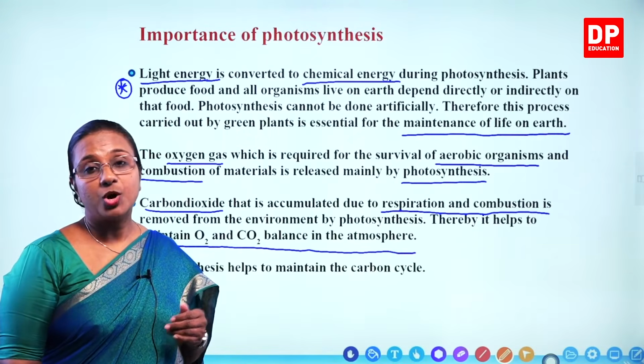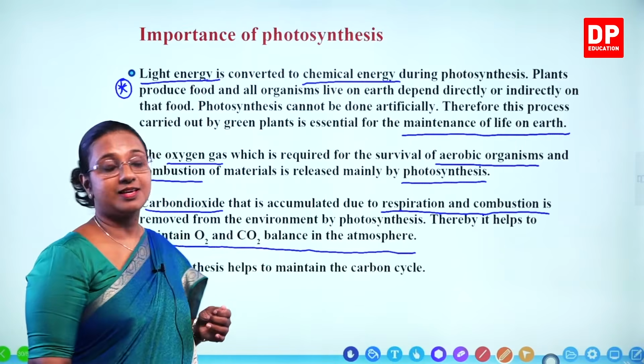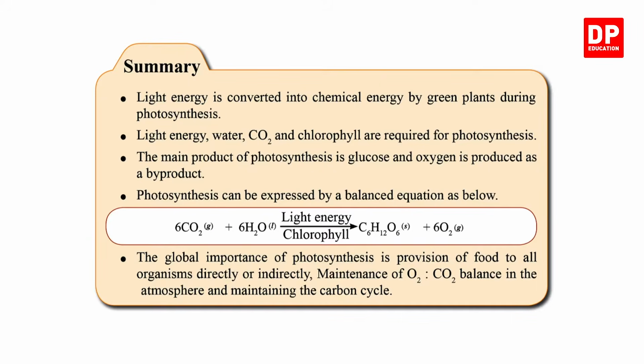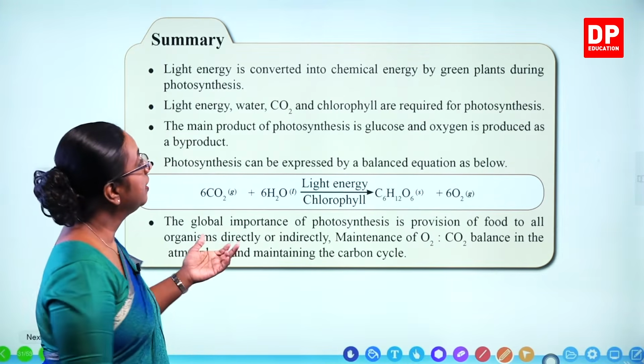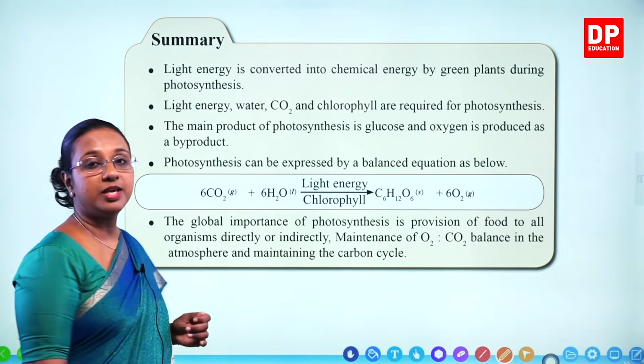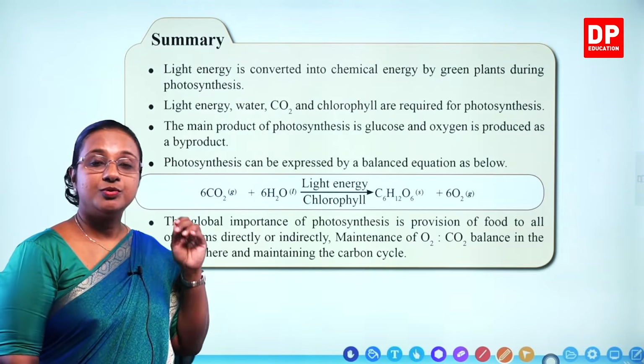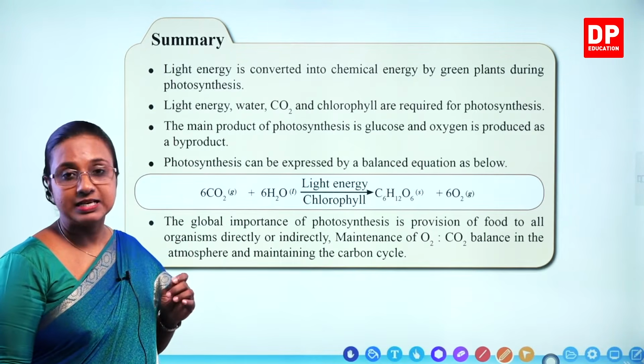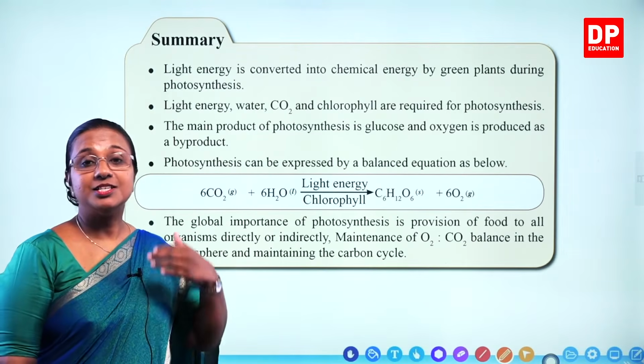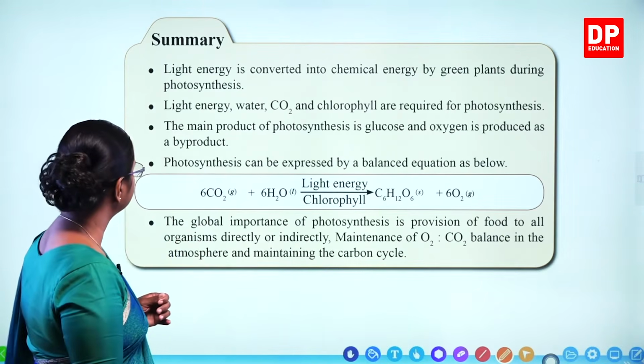Now we will move on to the summary of the lesson. Summary. Light energy is converted into chemical energy by green plants during photosynthesis. So you have to remember this energy change. Light energy to chemical energy.